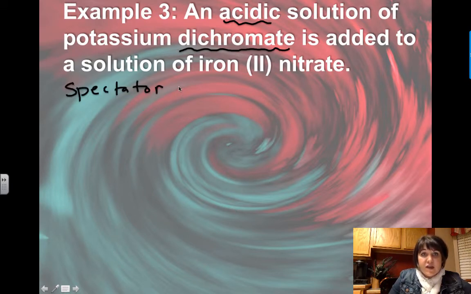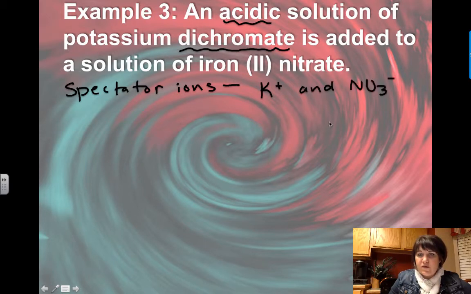Spectator ions in net ionic equations are the ones that are in the reaction, but they don't actually change. They don't do anything. And in this one, the spectator ions are potassium and nitrate. Remember the solubility rules that we learned? Alkali metals are always soluble, so potassium is just going to dissolve in the water and hang out there and do nothing. Nothing's going to happen to potassium.